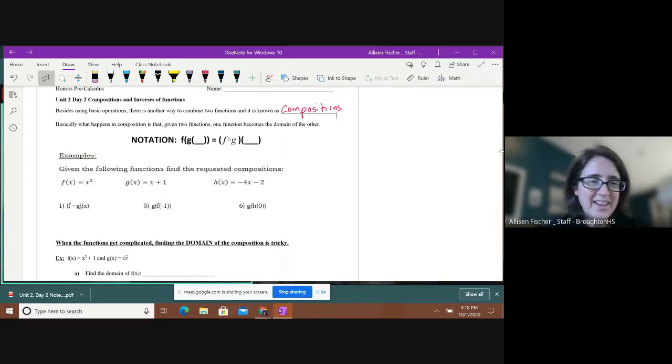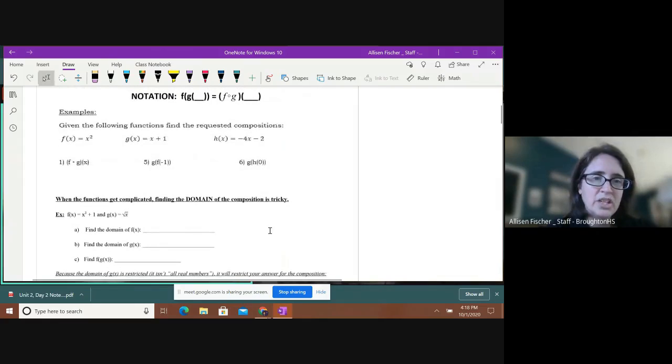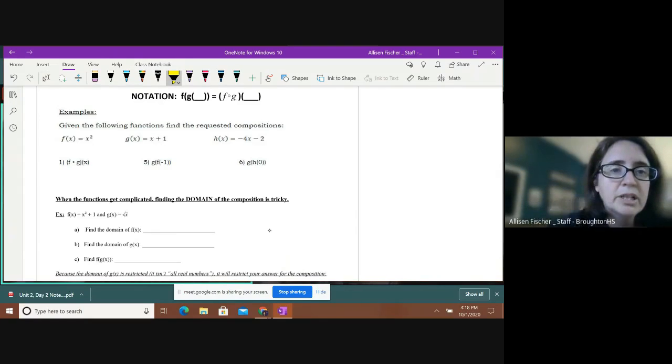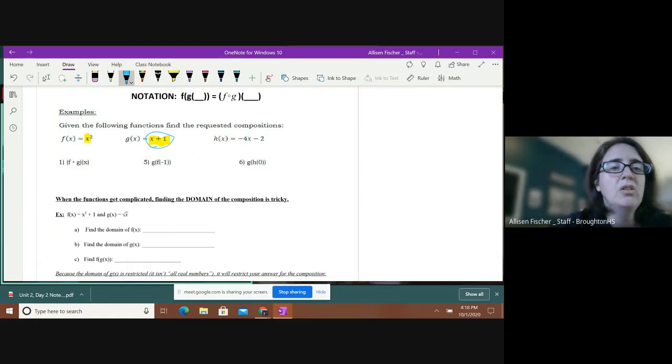Okay, thanks. All right, so let's do some examples. It says, given the following functions, find the requested compositions. In number 1, it says f, then a little open circle, g of x. What that means is that g of x is going to be the input for the function f. So we're going to take g of x and input it where the x is for f of x. So we replace the x with all of this.